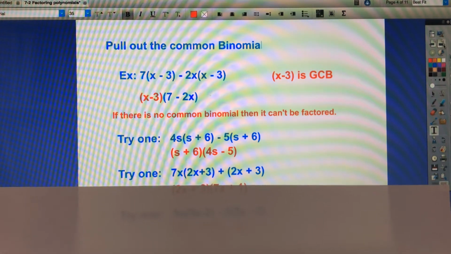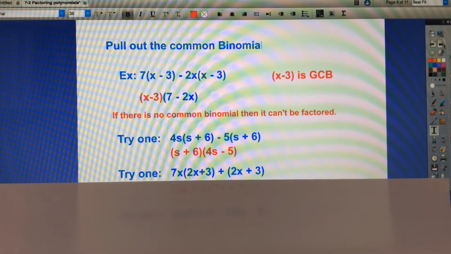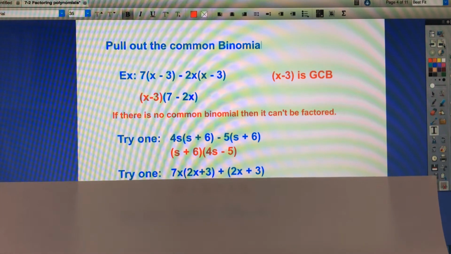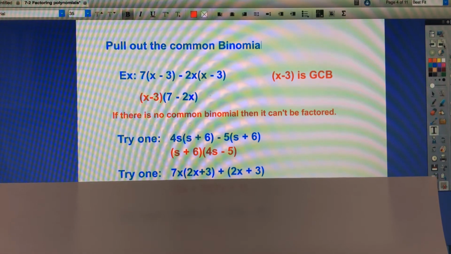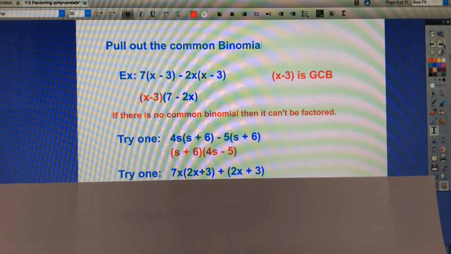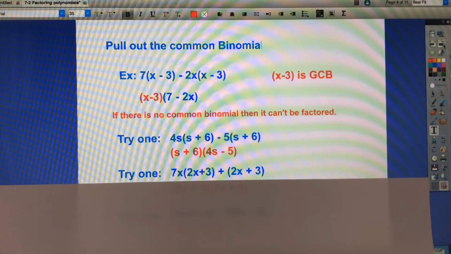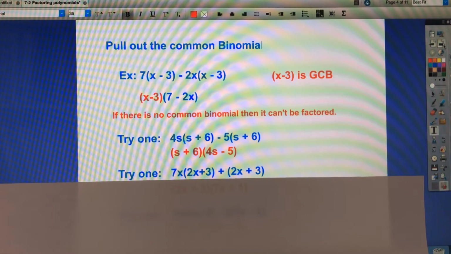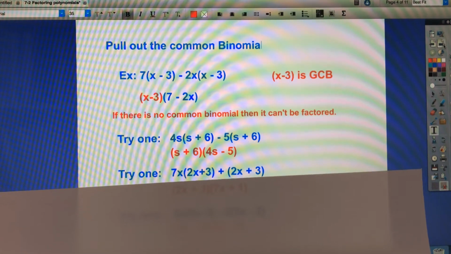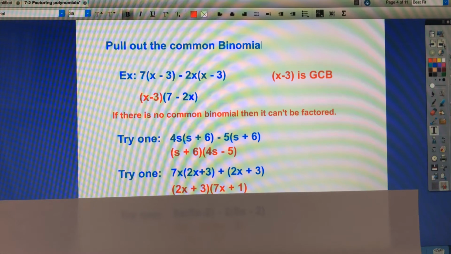Try this one. Do you notice that there's nothing in front of the second binomial? The 2x plus 3 has nothing in front of it. What do we put in front of a parentheses when there's nothing there? The invisible 1. My class is well aware of that. So if I put an invisible 1 there, that doesn't change anything. Because if I do distributive property, 1 times 2x is 2x, 1 times 3 is 3. It all stays the same. But what it does is it allows me to pull out the 2x plus 3 and the 7x plus 1.